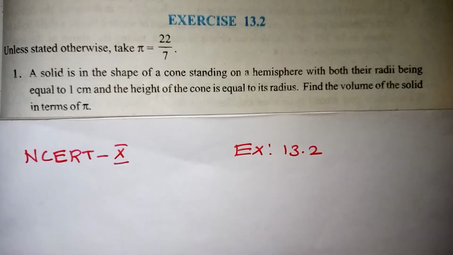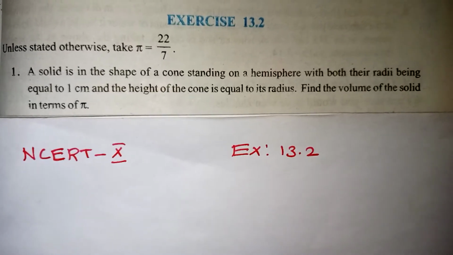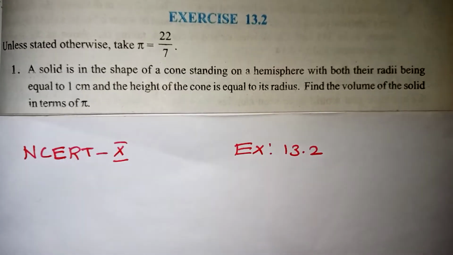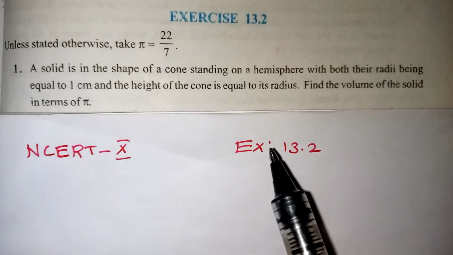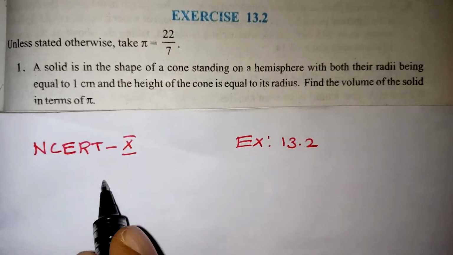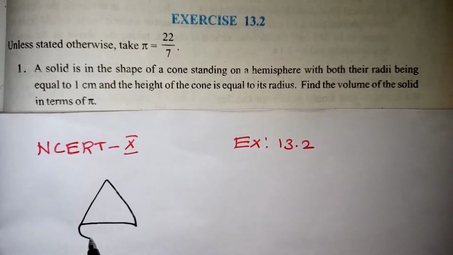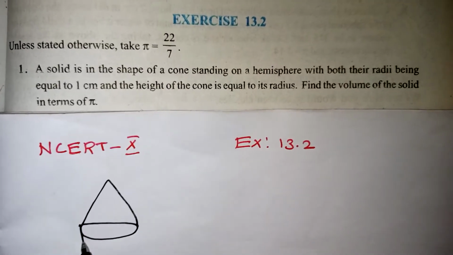Hi students, in this video we are going to learn exercise number 13.2, question number 1. A solid is in the shape of a cone standing on a hemisphere. So there is a solid in the shape of a cone, and that cone is standing on the hemisphere.